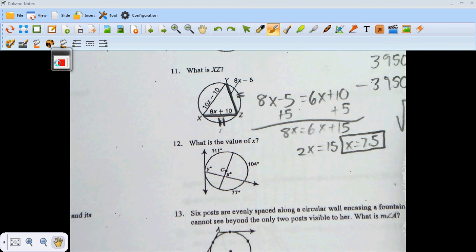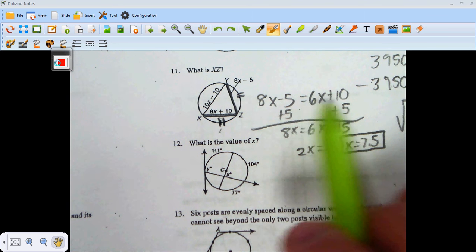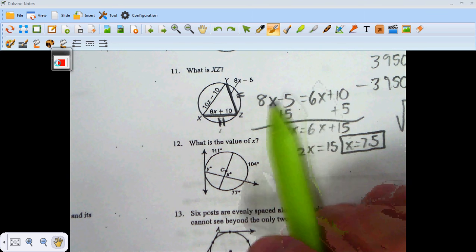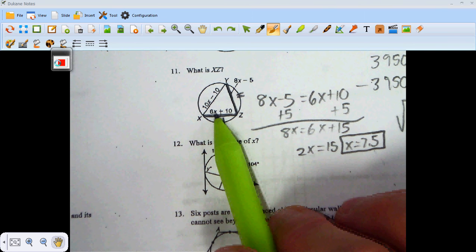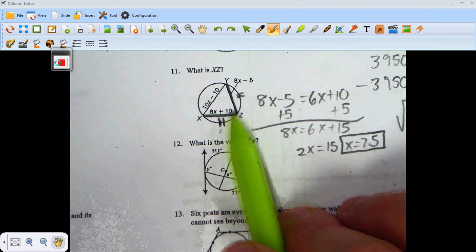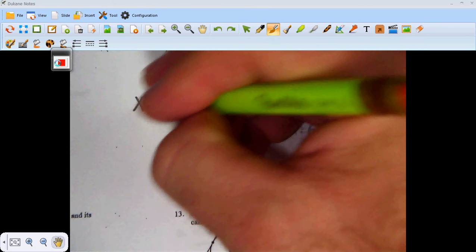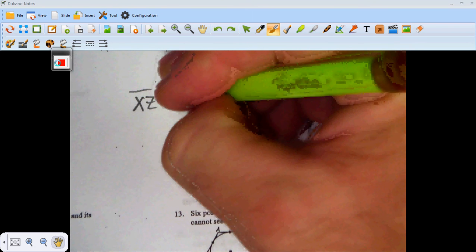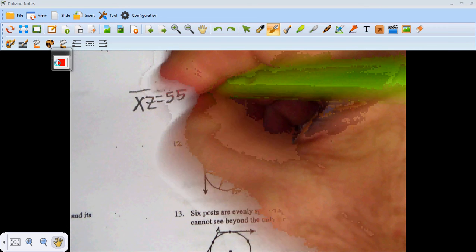I know I'm going fast with the math part. It's the concepts. The math part you should already have down. This is just two variables. You got variables on both sides of the equation. So now I take 7.5, plug it in for x. 7.5 times 6 is 45, plus 10 is 55. So I have 55, so XZ is equal to 55. Shouldn't say congruent, just should say equal.